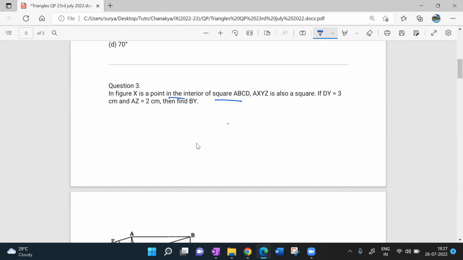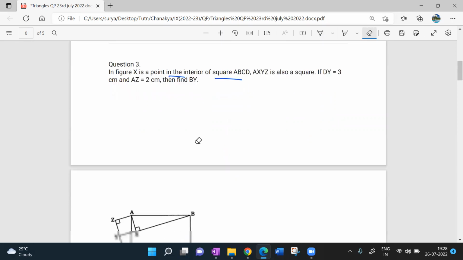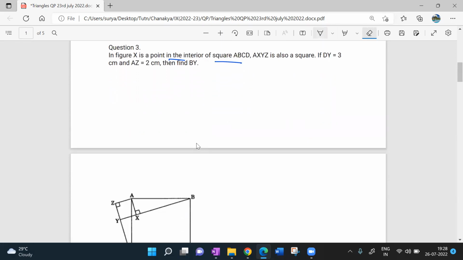Okay, in a square ABCD. Sir, they already gave the diagram, if you scroll. ABCD, and AXYZ is also a square. DY is 3 centimeters. AZ is equal to 2 centimeters.